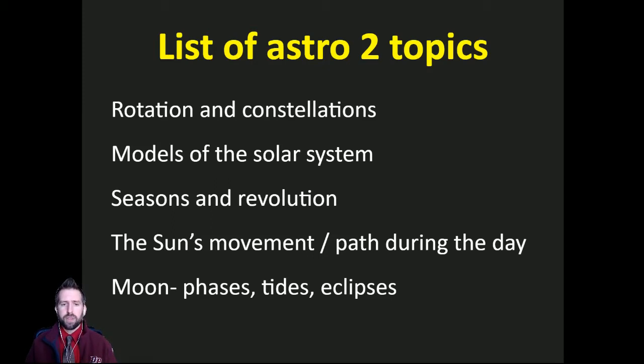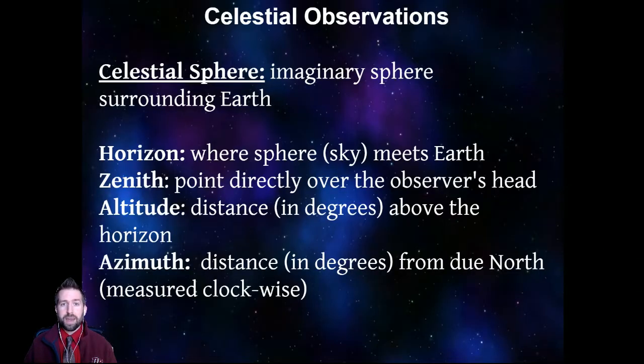And one of the big things about Astro 2 has to do with our observations from Earth. So in Astro 1, we looked at a lot of just data and things as they are in big picture. But now we're really looking at, well, the things in the sky. We're thinking of things from a human perspective in terms of looking up and just making observations. And so that's where we start in the notes, celestial observations.